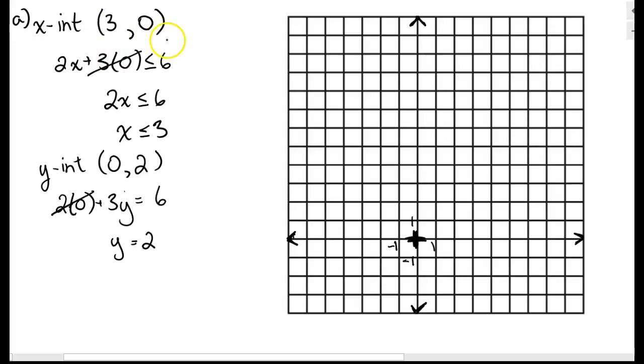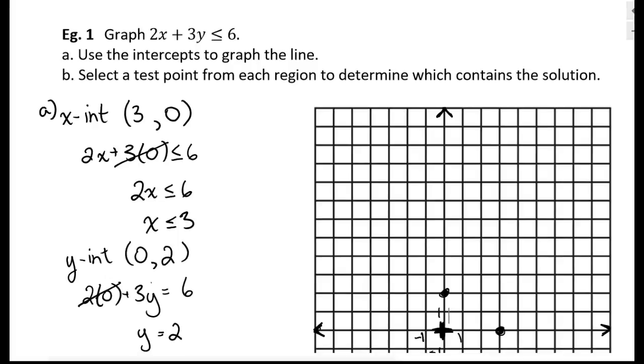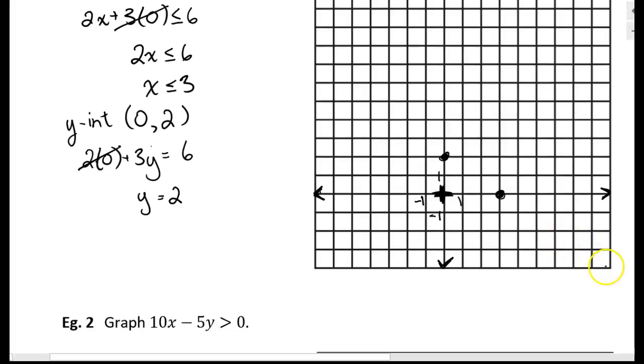So I need to go, x is 3 and 0, so right here. Y is 0 and 2. And so that's going to be my line. Now, before I actually connect those points, that's when I need to decide, am I drawing a solid line or a dashed line? I look at the inequality symbol here. It's less than or equal to 6. So I'm going to do a solid line because it can be equal to. Okay, and so there we go. I've got my line. It's solid.